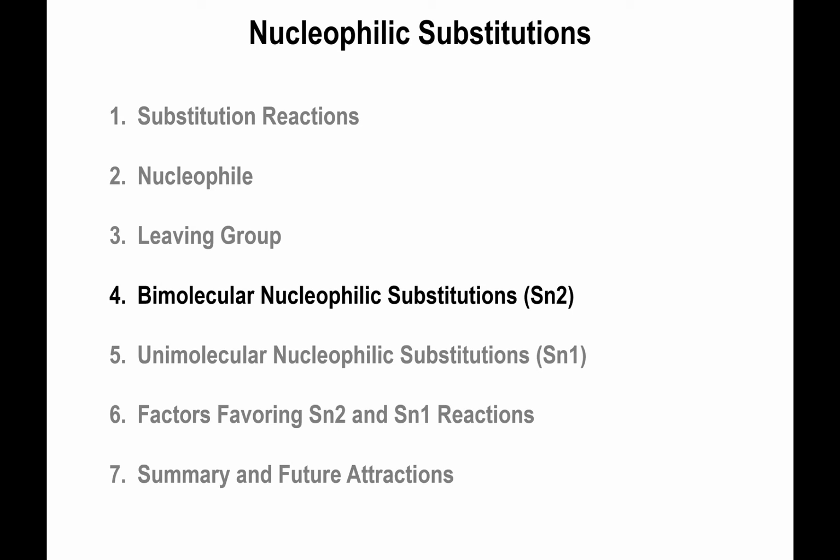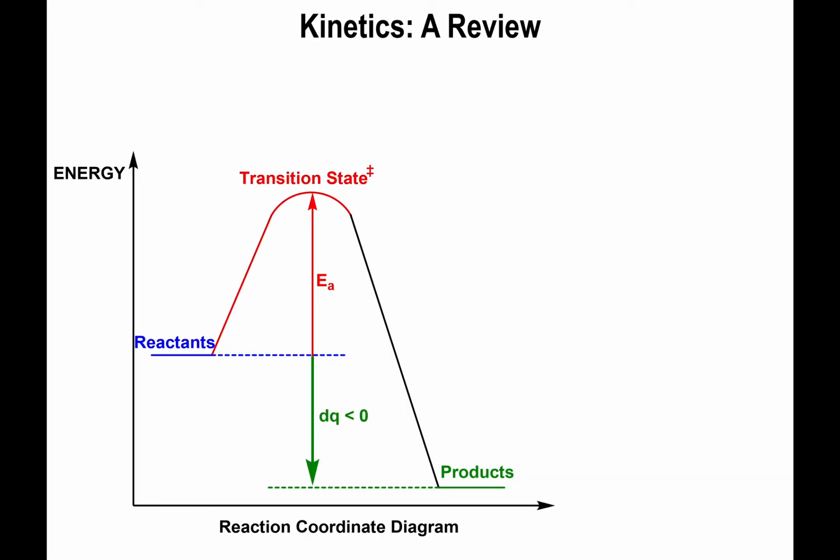Alright, let's talk about bimolecular nucleophilic substitution reactions, also known as Sn2 reactions. You may remember from general chemistry that when a reaction goes from the reactant side to the product side, and in this case assuming it's exothermic, you have an energy profile for the reaction as follows. This is known as a reaction coordinate diagram.